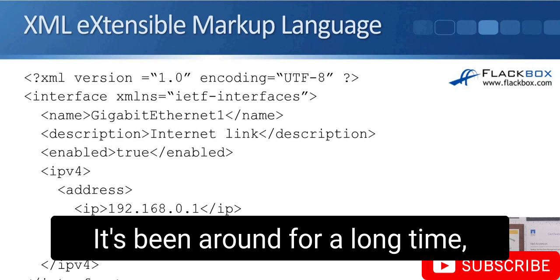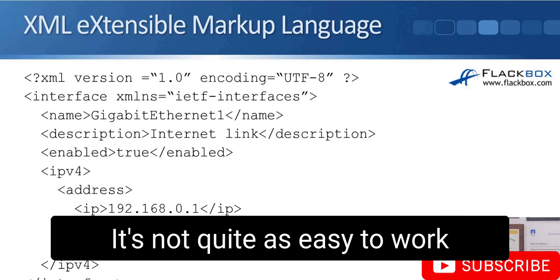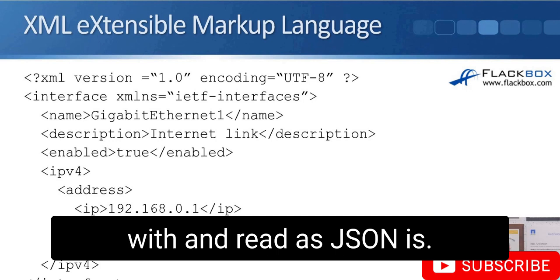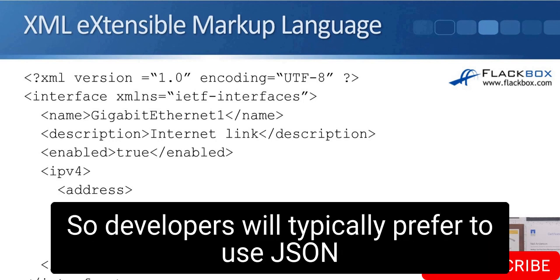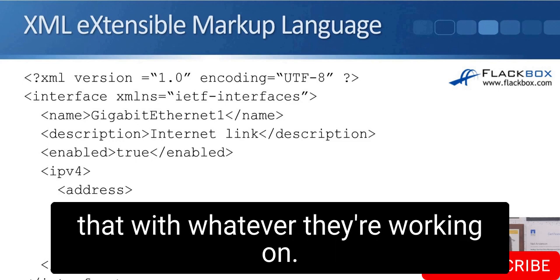It's been around for a long time. There's very wide support for it. It's not quite as easy to work with and read as JSON is. So developers will typically prefer to use JSON over XML if it is available to use with whatever they're working on.